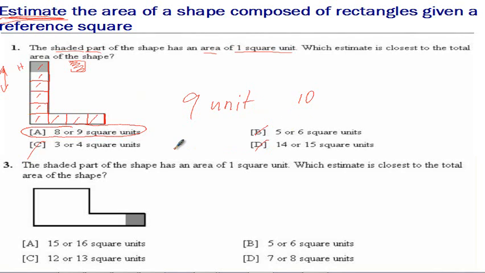Now, let me do another one, okay? Here's a different shape. The shaded part of the shape has an area of 1 square unit. The shaded part of the square has 1 shaded unit. Which estimate is closest to the total area of the shape? Is it A, 15 or 16, B, 5 or 6, C, 12 or 13, or D, 7 or 8? So again, we have to do the same thing. We have to pretty much just draw our lines, right?